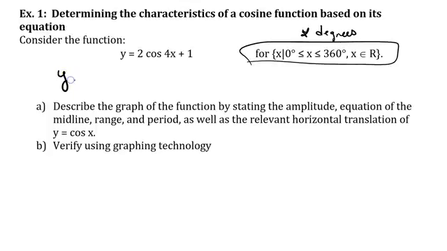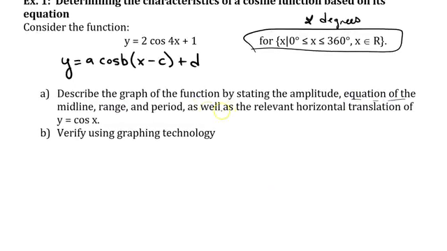I also just want to remind us of the different format. So y equals a cos b x minus c plus d, where a is our amplitude, b helps us figure out what our period is, c helps us to understand how much it's shifted left or right, and d tells us the equation of the midline, or how much it's translated up or down. So describe the graph of the function by stating the amplitude, the equation of the midline, the range, the period, as well as any relevant horizontal translation of cos x.